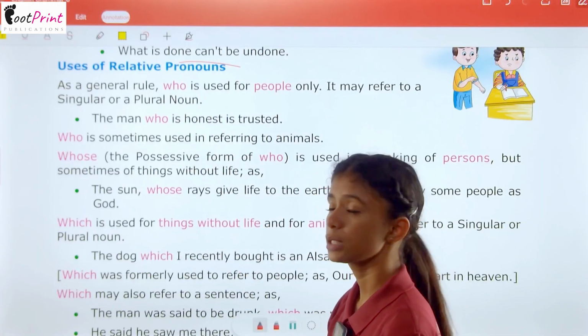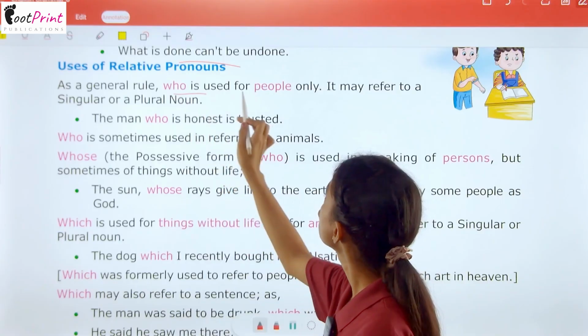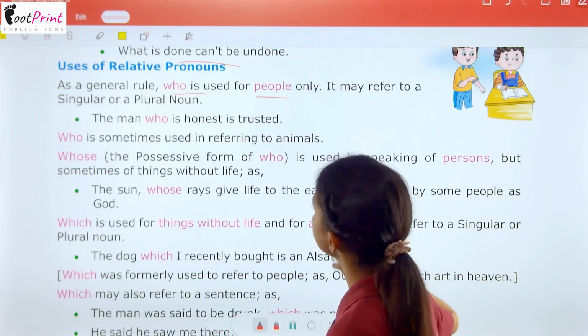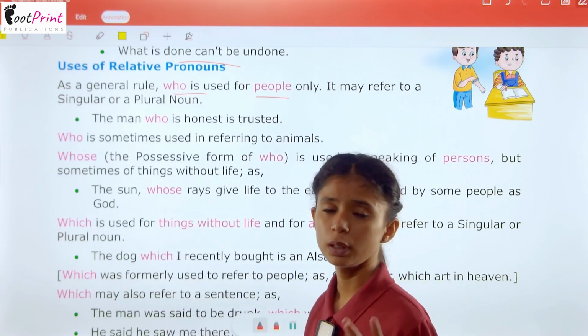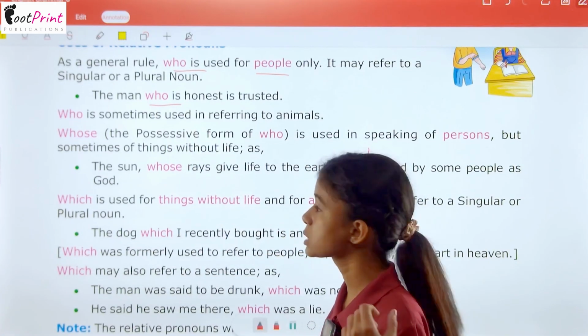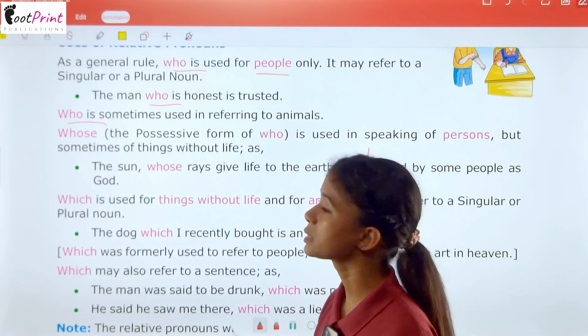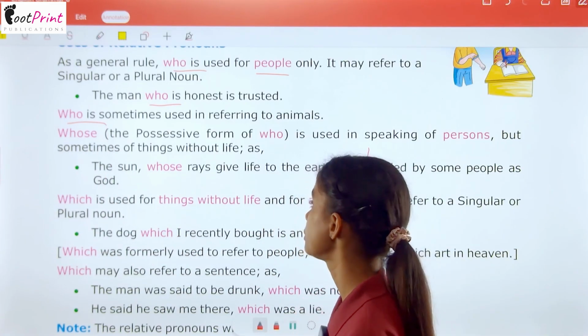Use of relative pronouns. Let's see, when do we use them? A general rule. Who is used for people. It may refer to singular or plural noun. It doesn't matter. The man who is honest is trusted. Who is sometimes used to referring to animals. It also refers to animals sometimes.